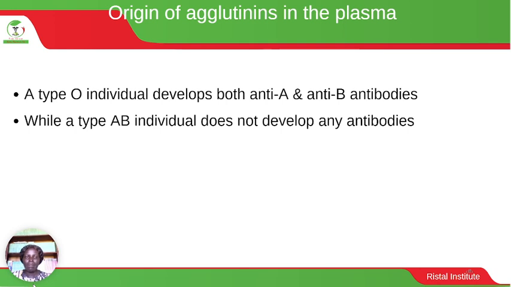While a type AB individual does not develop any antibodies. So the type AB, the one who is having AB as the blood group type, does not develop any of the antibodies. So he is termed as a universal recipient. He can receive blood from any of the people because he does not react to any of them.